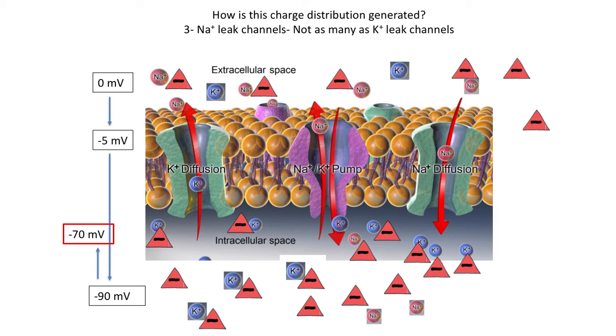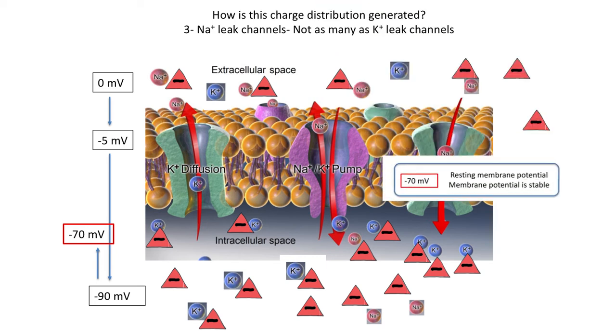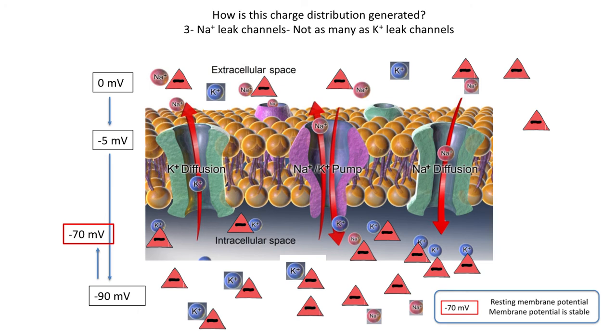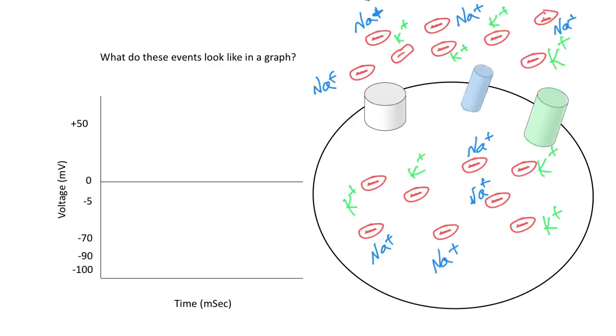This is when you get to a place where the membrane potential is stable until something comes in and changes the distribution of ions across the membrane. Okay, you're going to be seeing a lot of graphs representing changes in membrane potential, and let's see what they look like, how we change the dynamics of these ions across the cell membrane.